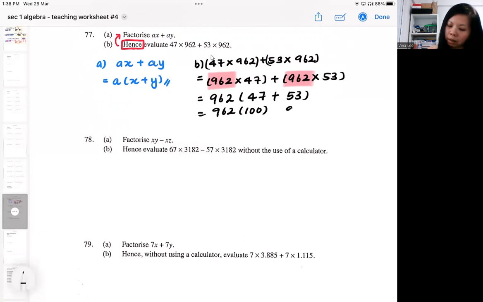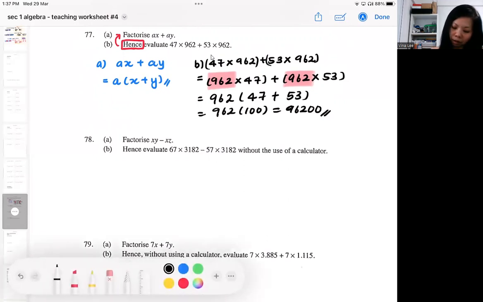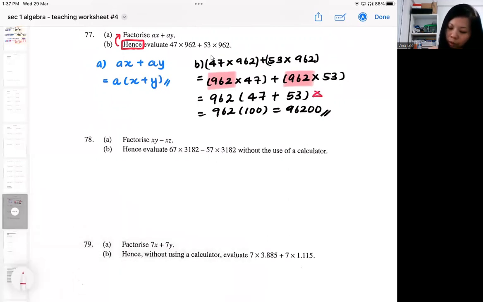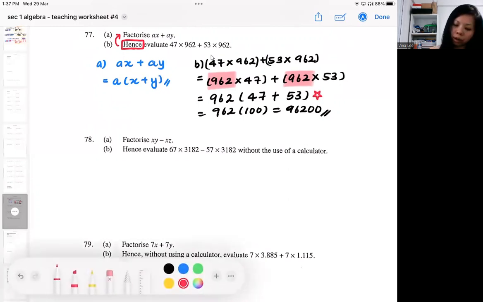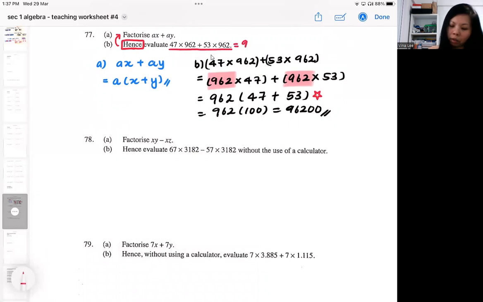So I get the answer 96200 without pressing calculator. You must show the take out common factor. If you don't show, you actually get no marks. Whoever goes and straight away punches calculator without showing any working and gets this, you also get no marks, because you never show your factorization.